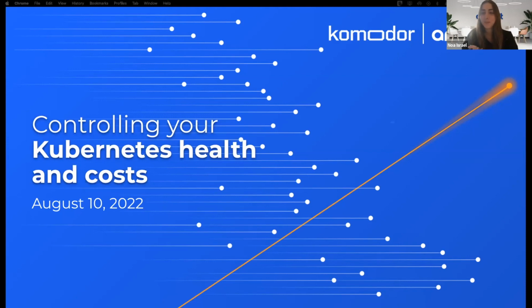We're going to be speaking today about how to control your Kubernetes health and costs. We hope you do find it very interesting and informative. We will be holding a Q&A session at the end, so please feel free to submit any questions you have to the Q&A button at the bottom of your screens.